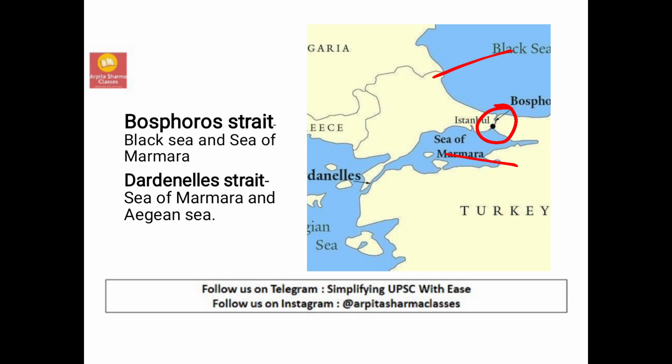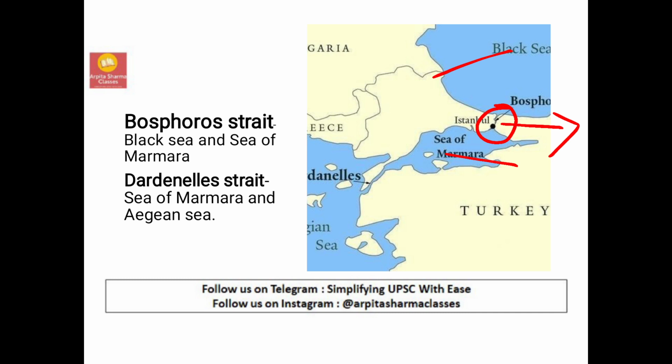This strait is also called the Istanbul Strait, and it is the world's narrowest strait. The Bosphorus Strait is the world's narrowest strait. It is also known as the Istanbul Strait, and it is navigable. It is narrow, but it is navigable. This is very important regarding the Bosphorus Strait.